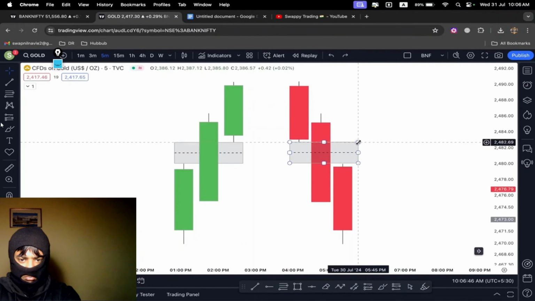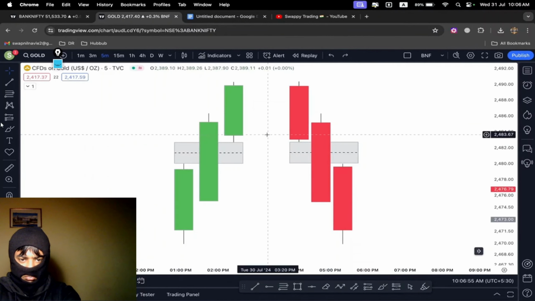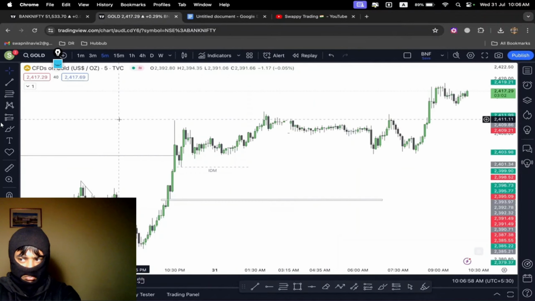Yes, you have to put in a lot of time. You have to put in experience for that. You have to do backtesting, right? So, let's get back to the topic. The FVG has been created. Now that we understand what an FVG is, let's analyze it on the chart to see what it looks like.